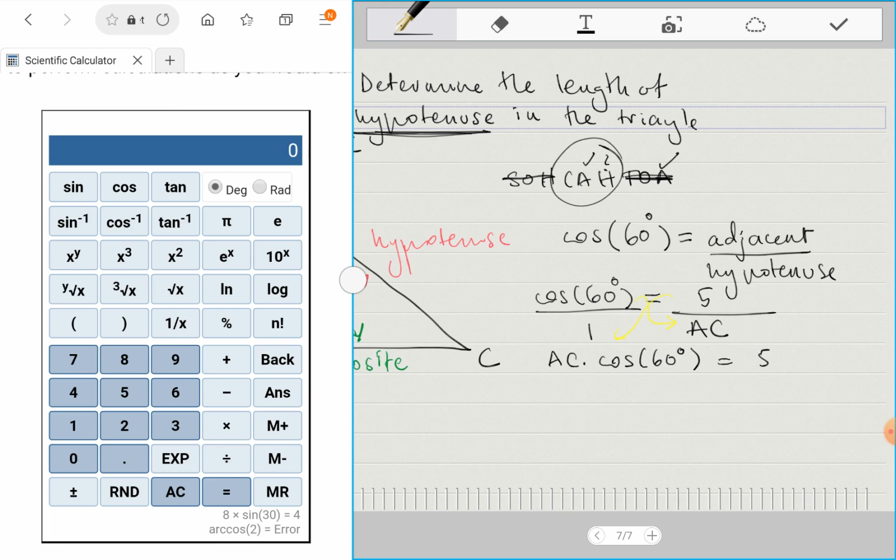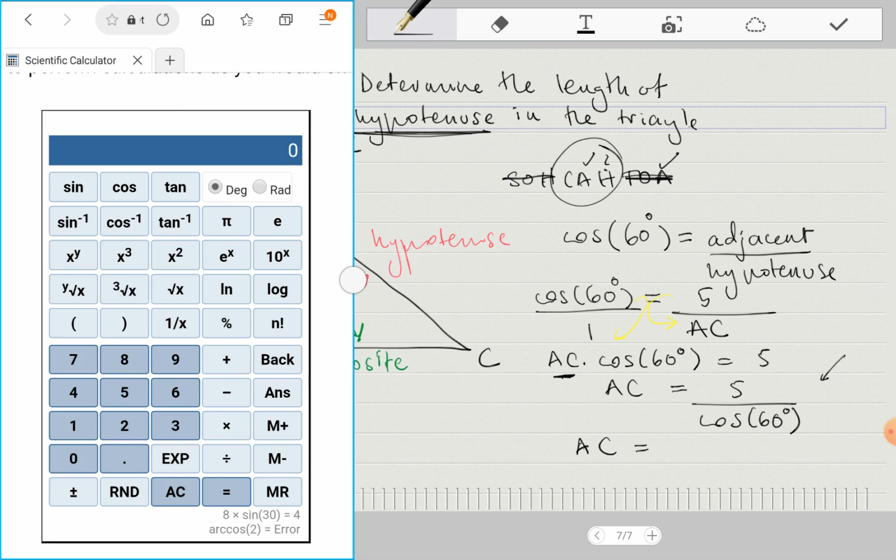Okay, now I want AC alone, so I'm going to take this cos of 60 across. So I'll have AC equals to 5 divided by cos of 60 degrees. All right. Okay, so AC will then be equal to, all right, so we're going to punch this into our calculators.